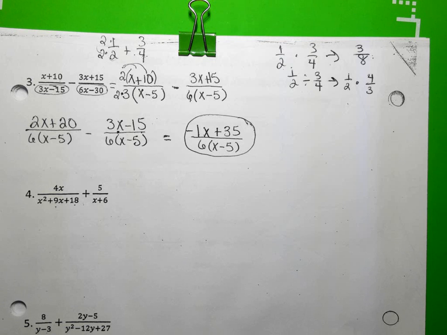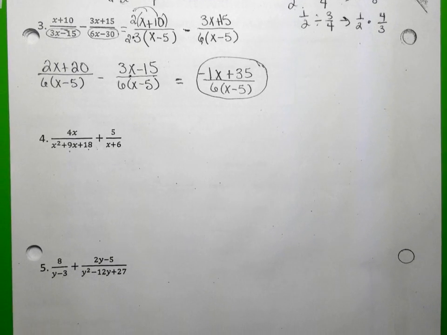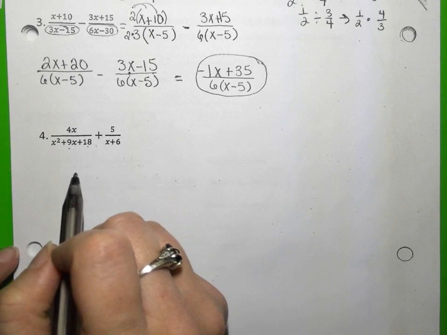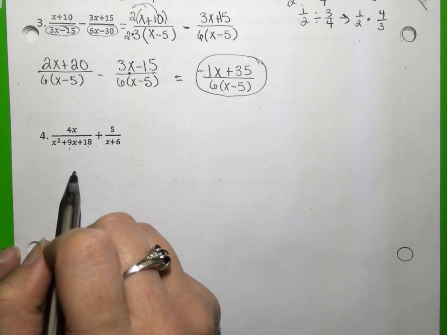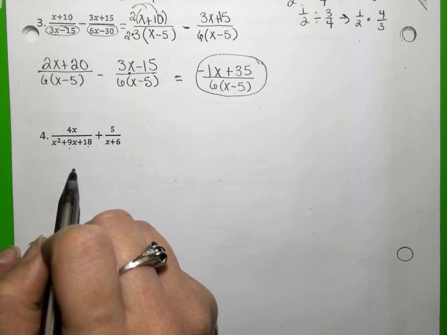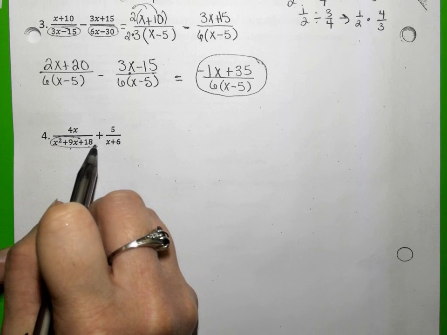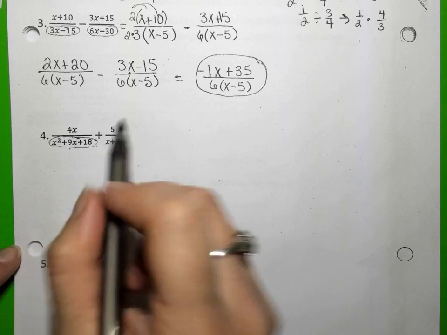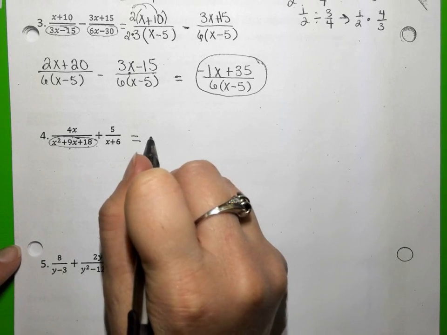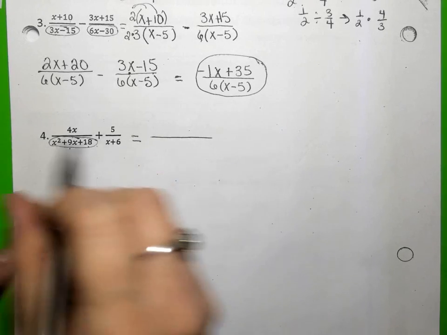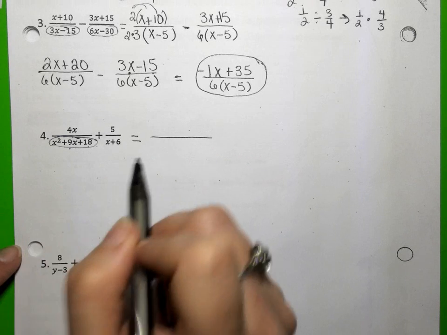Alright, let's try another one. Alright, so I'm adding. In order to add, they have to have the same denominator. What do I need to do to this denominator first? You got to factor it. How do I factor when it has 3 terms?